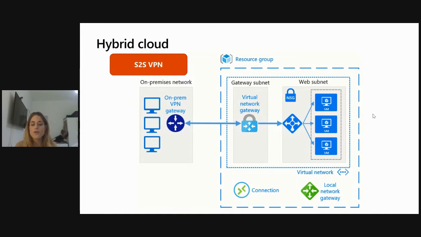And this way, this traffic is not over the internet. Site-to-site VPN is a secure connection. You can do it also with ExpressRoute.